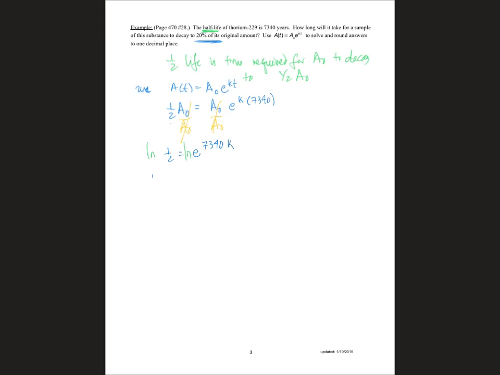And so that's going to give me ln of 1/2 equals 7,340 k. I'm going to divide each side by 7,340. And I'm going to get the exact rate, the exact k, is going to be ln of 1/2 over 7,340. And that should make sense based on the previous problem, something analogous to when we were solving for t, and the approximate rate would be negative 9.44 times 10 to the negative 5th power. So in this case, I have scientific notation.